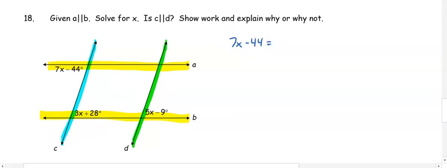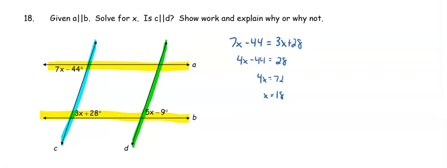7x minus 44 equals 3x plus 28. So as we combine, we get 4x minus 44 equals 28. We can add 44 to both sides. 4x equals 72. We can divide by 4. So x is 18. Now, we want to look at if one of the parallel lines is a transversal.